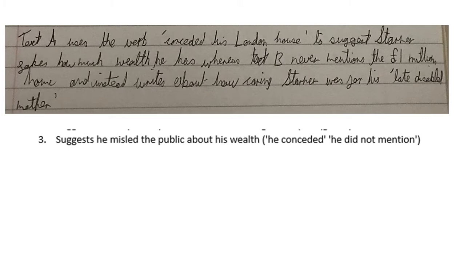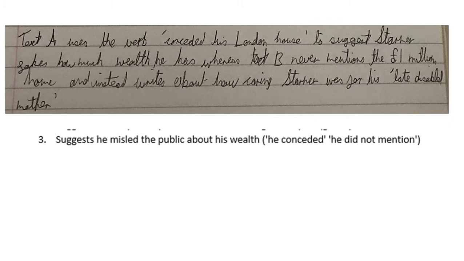Right, next one. Text A uses the verb conceded his London house to suggest that Starmer fakes how much wealth he has, whereas text B never mentions the 1 million pound home. I've just turned into American for some reason. And instead it writes about how caring Starmer is, using it for his late disabled mother. Okay, so what this person's done really well is, I created the what mark in my mark scheme of it suggests that he misleads the public about his wealth. We've just seen that on the previous answer using the inference dishonest.